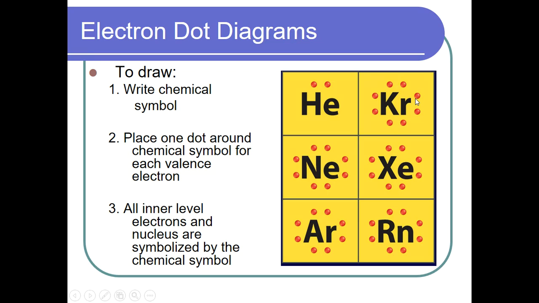All inner level electrons and the nucleus are symbolized by the chemical symbol. So we think, okay, krypton has a lot more than 8 electrons. Well, we just assume, and we know that based on the fact that we wrote Kr. Right now, we are just trying to show valence electrons.